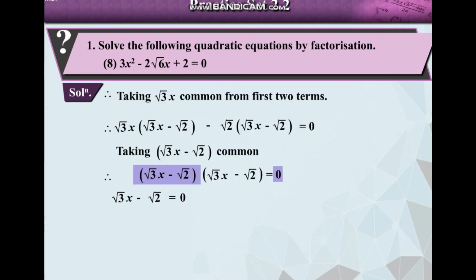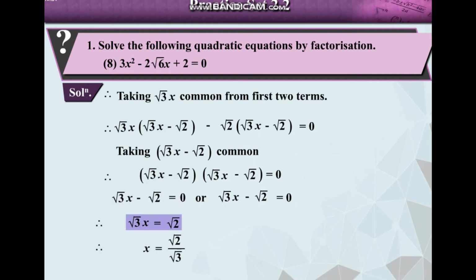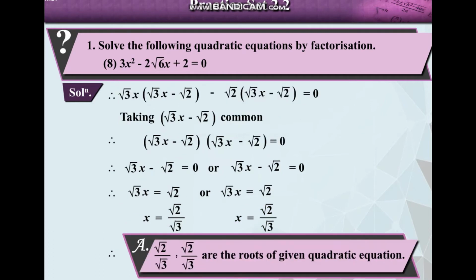Therefore, root 3x minus root 2 is equal to 0, or root 3x minus root 2 is equal to 0. Therefore, root 3x is equal to root 2, so x is equal to root 2 upon root 3. Therefore, root 2 upon root 3 and root 2 upon root 3 are the roots of given quadratic equation.